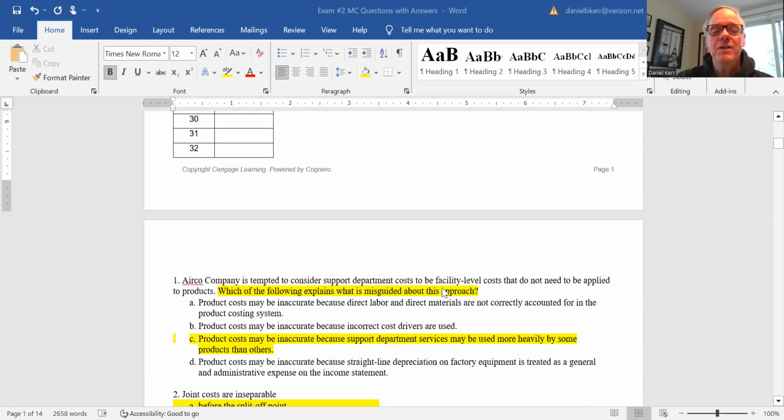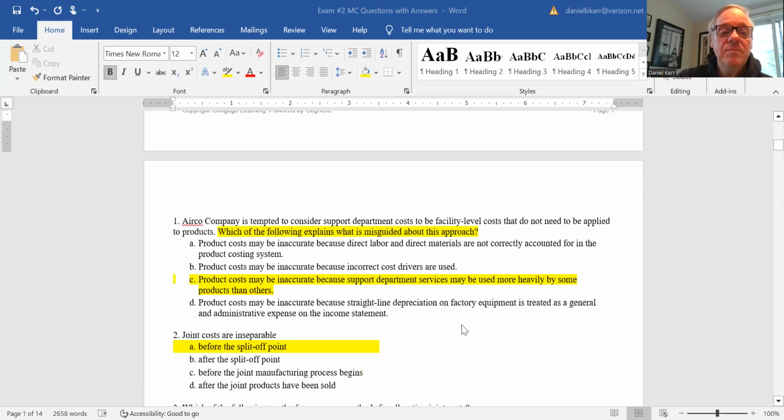Okay, Airco is tempted. She sounds like something out of the Bible here. Is tempted to consider support department costs to be facility level costs that do not need to be applied. Which of the following explains what is misguided about this approach? The thing that is most misguided about that approach is product costs may be inaccurate because support departments may be used more heavily by some products than others. So the correct answer there is C as in cat.